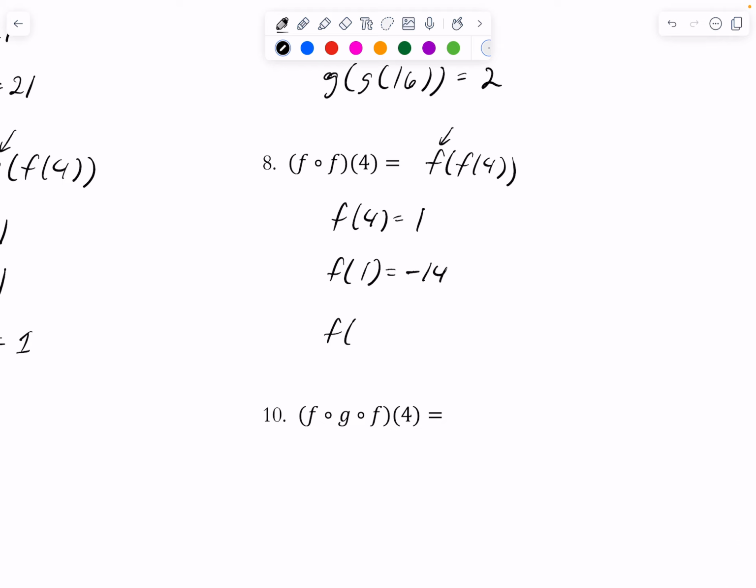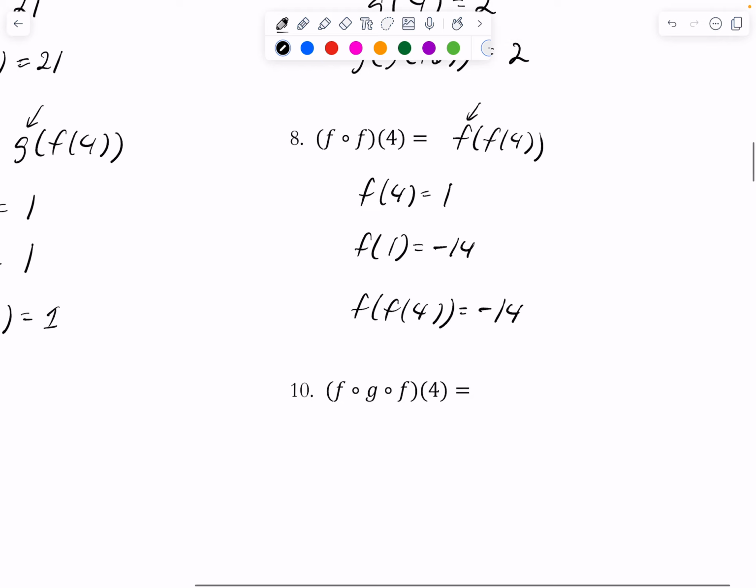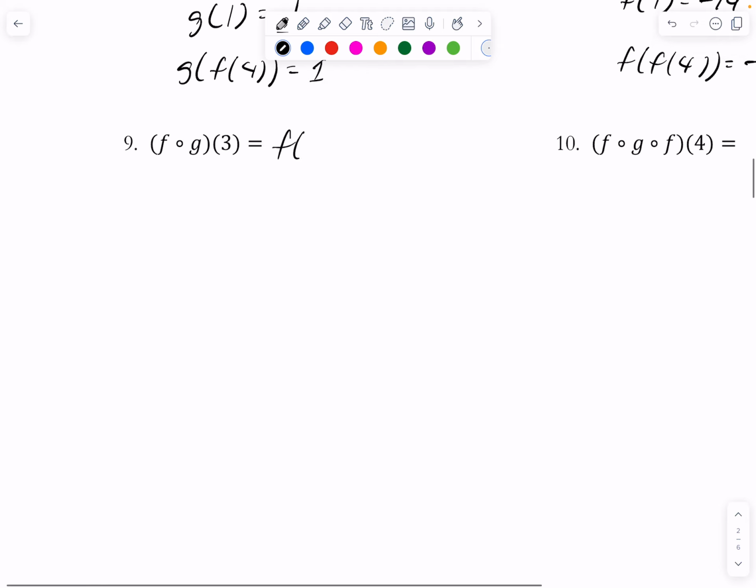All right, so f of 4 is negative 14. Oop, I'm sorry, not f of 14. Why did I write that? Too many little parentheses. There we go. F of 4 is negative 14. My apologies. Okay, f of g of 3.